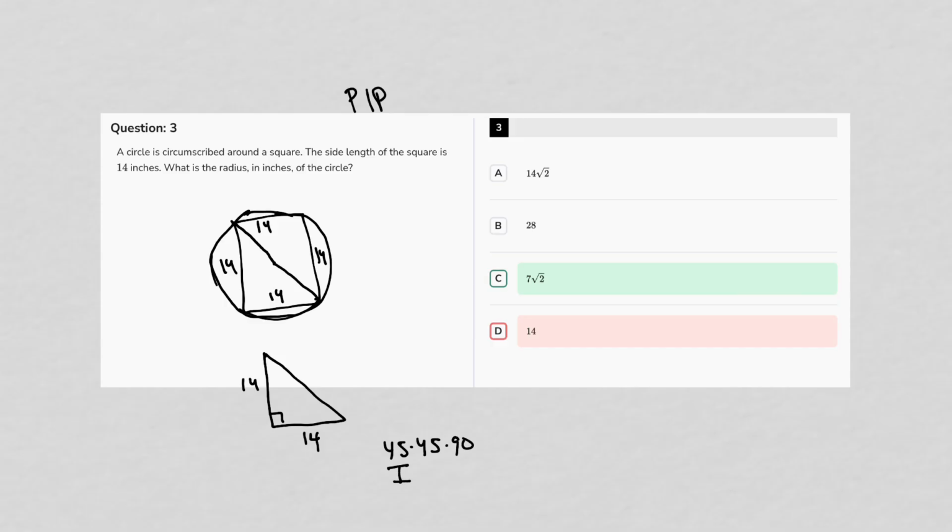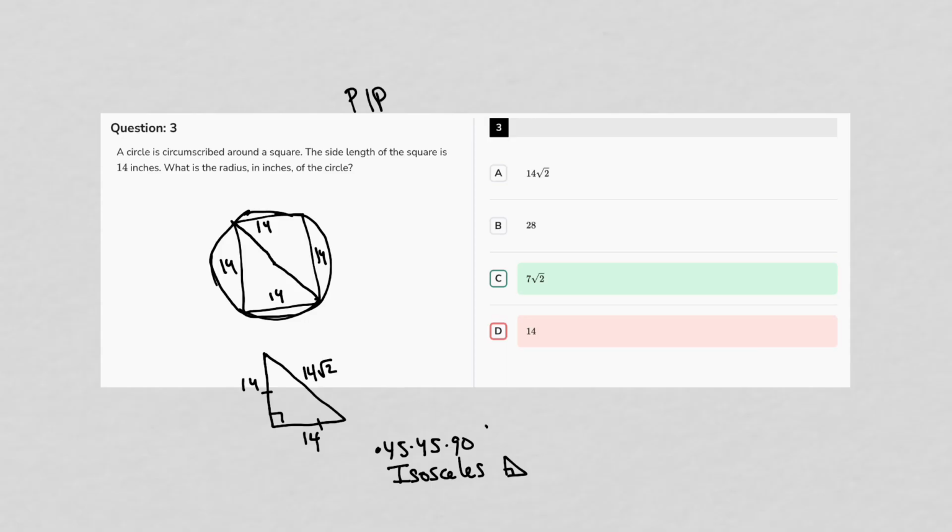This is an isosceles right triangle. Hopefully you understand why, right? So both sides are equal. That's why it's isosceles. And it also means that this hypotenuse is equal to 14 square root 2. So that is given to you on the formula sheet for 45, 45, 90 right triangles.